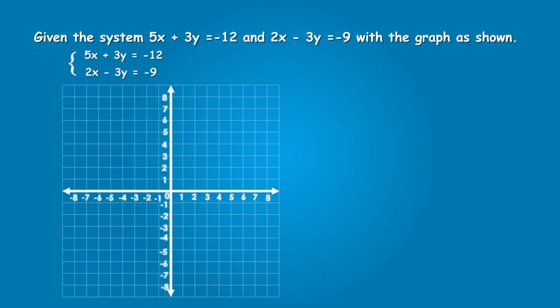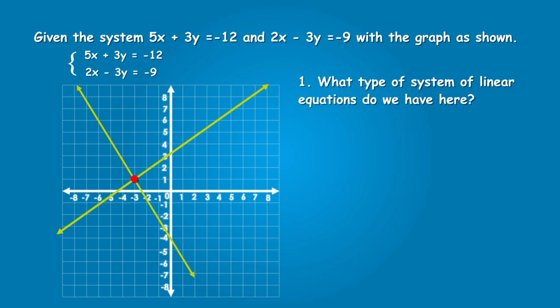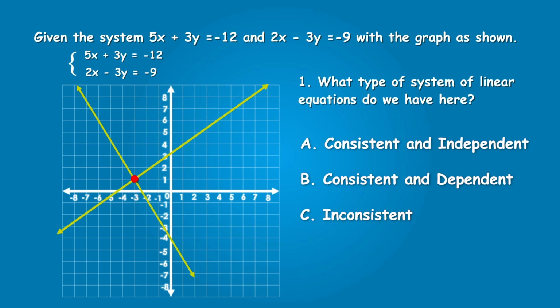Given the system 5x plus 3y equals -12 and 2x minus 3y equals -9, with graph as shown, what type of system of linear equations do we have here? A. Consistent and independent. B. Consistent and dependent. Or C. Inconsistent. There is a point of intersection. Therefore, we have letter A, consistent and independent.